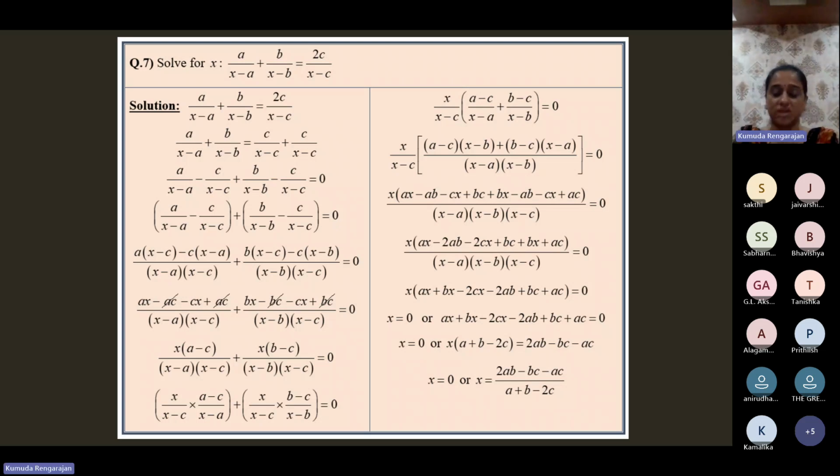I'll just tell you how to start. Okay. So here what you should do is, we have 2c by x minus c, right? So you break down this one. Write this one as c by x minus c plus c by x minus c. What is c by x minus c plus c by x minus c? So x minus c will be the common denominator. And then in the numerator, you will get c plus c, which is 2c. That's what is here.